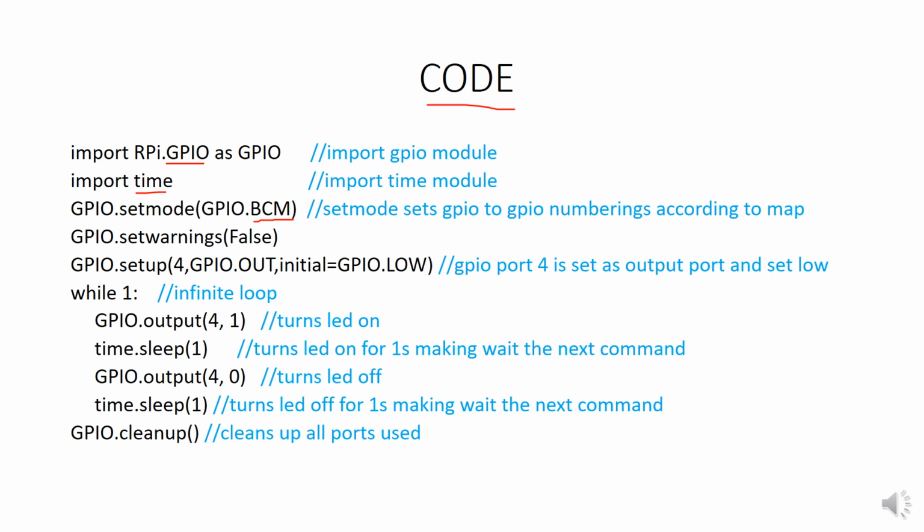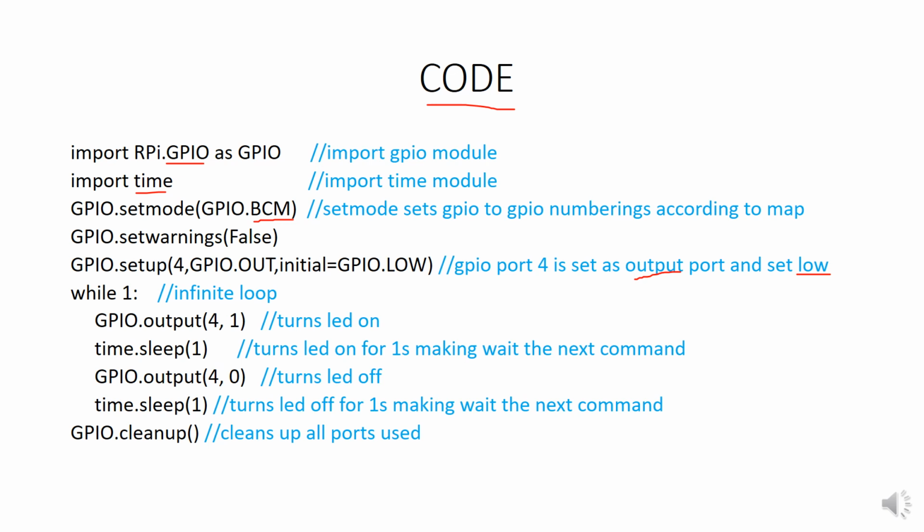Here comes the important part. I am setting GPIO port 4, that is the GPIO pin 4 to which I have connected my red jumper wire. My LED is connected to that. So that pin I am setting as an output port, and I am setting it to initially low, which means the LED will be turned off. I am creating a while loop because I want the LED to blink infinitely.